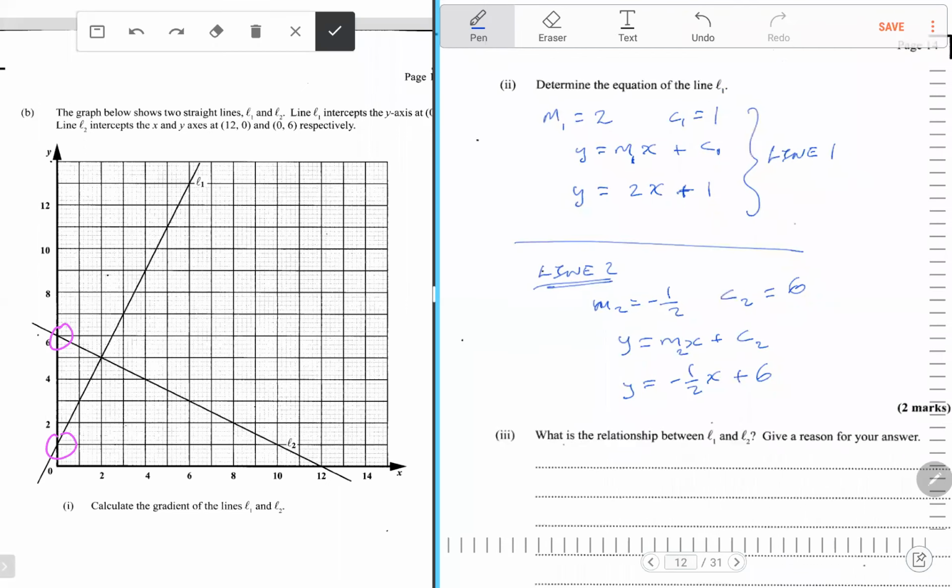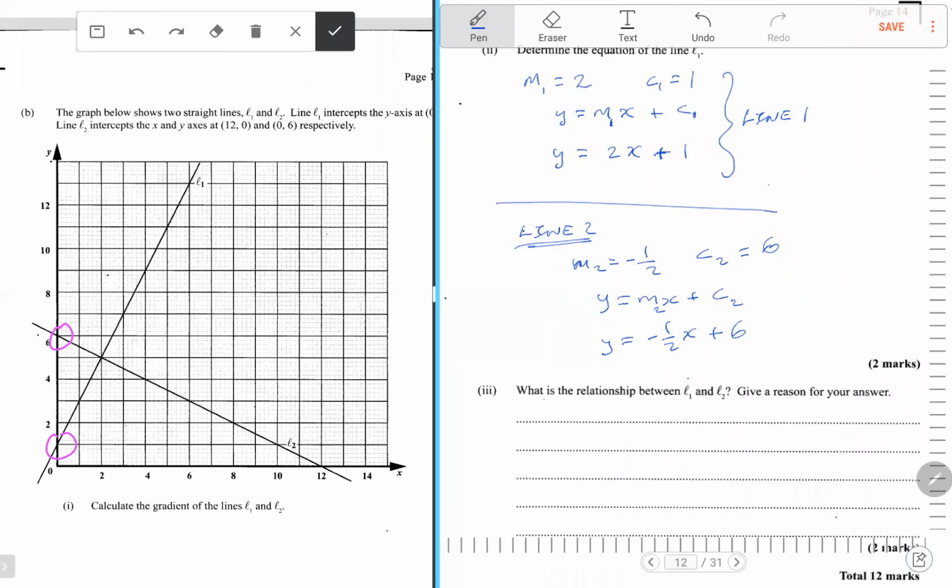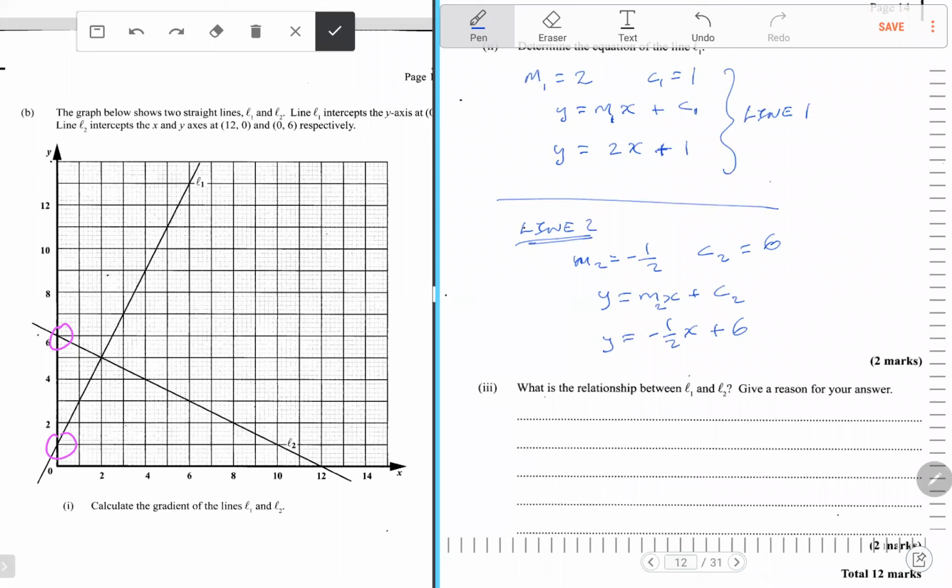The next part says what's the relationship between the 2 lines, and give a reason. What you can use to know the relationship between the 2 lines is the gradient, the slope. If you look at the diagram, they look perpendicular. But the gradient can tell you if they're perpendicular. If the product of the gradients is -1, then they are perpendicular, which is the case.